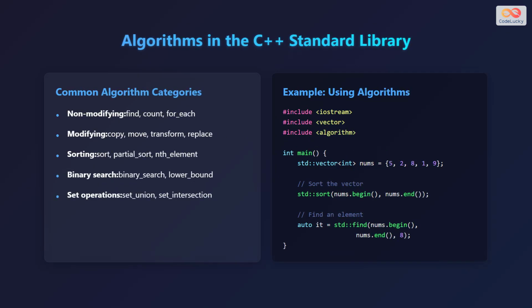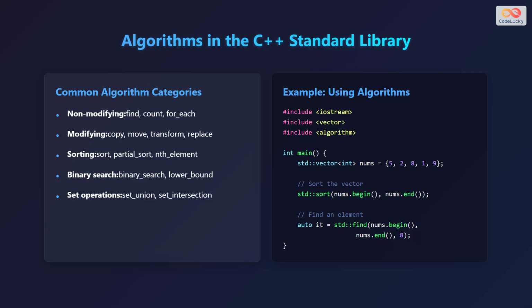Let's explore algorithms in the C++ standard library. Common algorithm categories include non-modifying algorithms such as find, count, and for_each. Modifying algorithms like copy, move, transform, and replace. Sorting algorithms like sort, partial_sort, and nth_element. Binary search algorithms such as binary_search and lower_bound. And set operations like set_union and set_intersection.